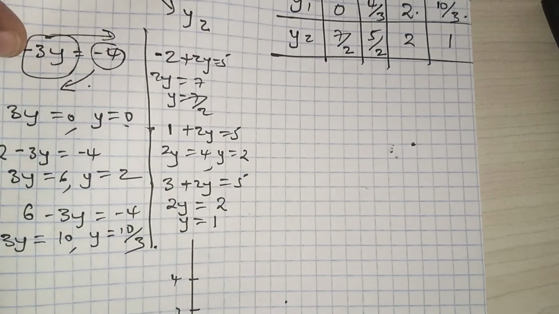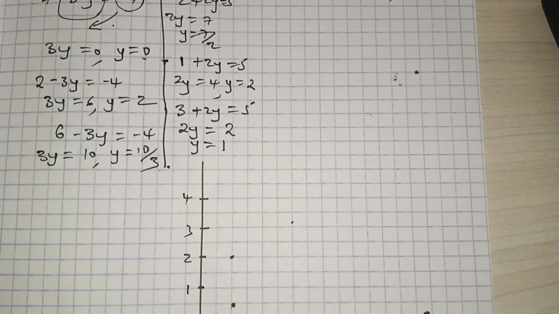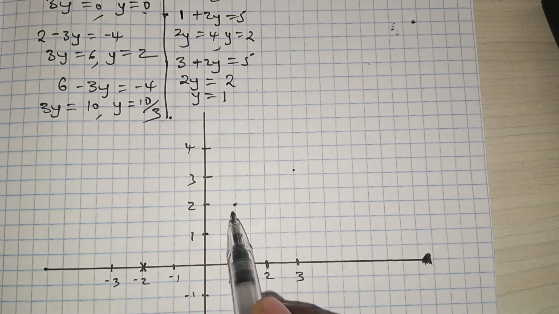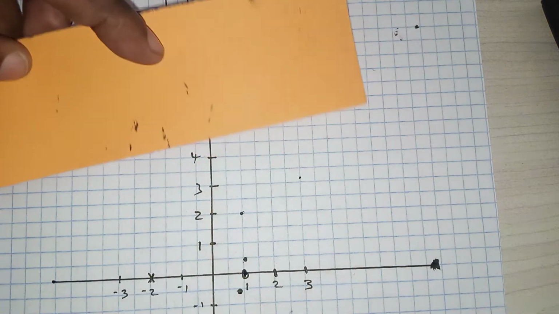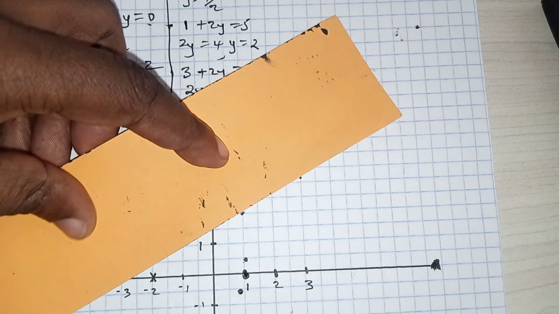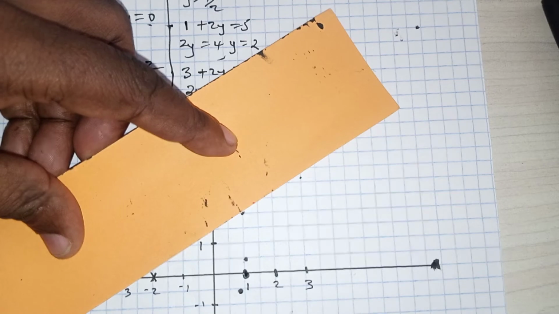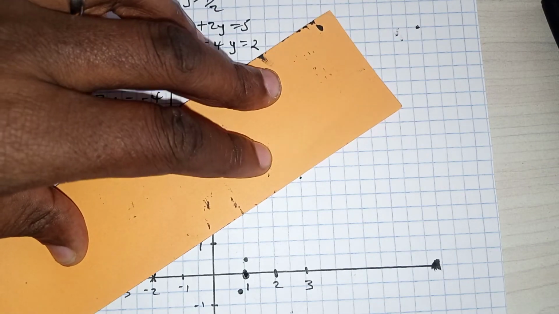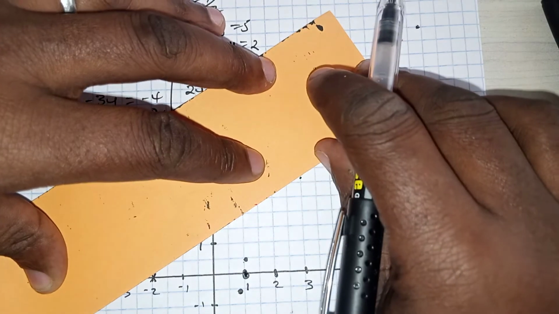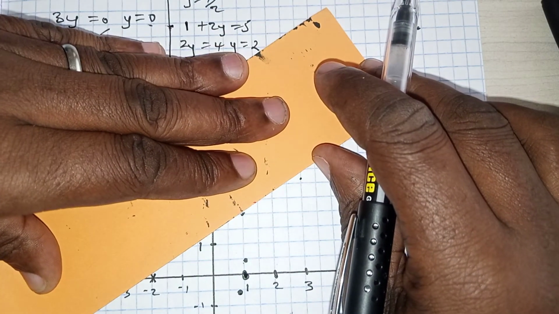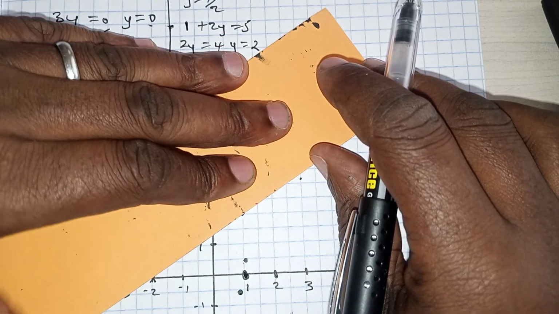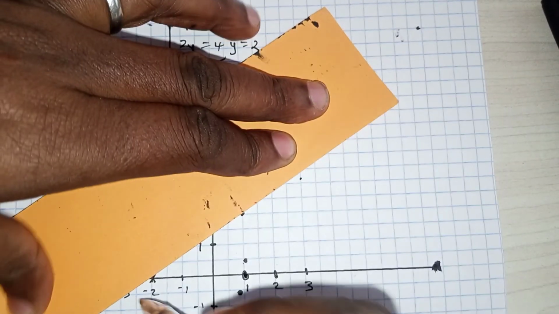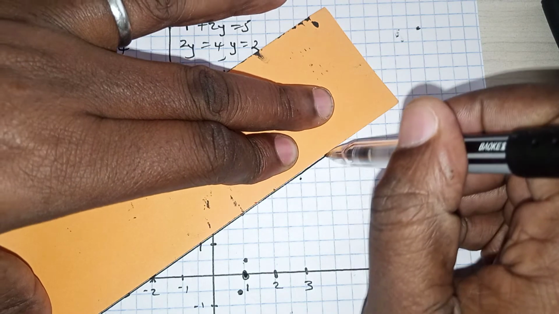We have minus 2, 0. We have 1, 2, and 3, 10/3. And there we go. Let us join all these 3 points with a very straight line, because it is going to be very straight. Yes, there we go. And we have a very straight line.